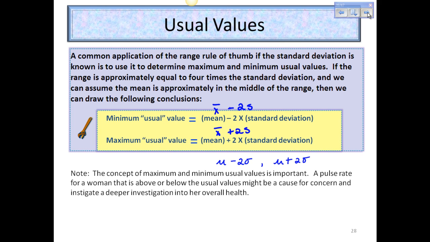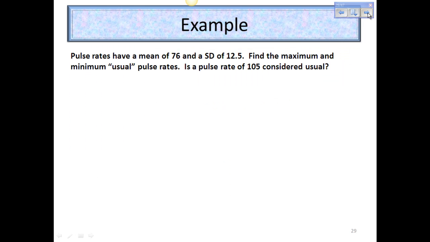So the concept of maximum and minimum usual values is very important. A pulse rate for a woman that is above or below the usual values might be a cause for concern and instigate a deeper investigation into her overall health. So, for example, pulse rates have a mean of 76 and a standard deviation of 12.5. Find the maximum and minimum usual pulse rates. Is a pulse rate of 105 considered unusual? So this question asks you to find both values and then compare it to a certain rate.